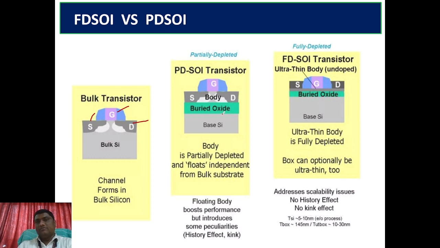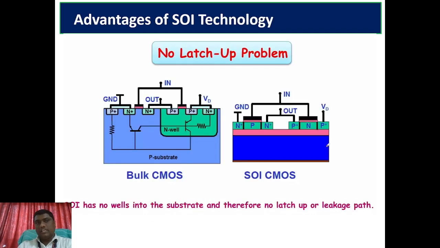And whereas in case of the fully depleted, the buried oxide layer is fully depleted, therefore the ultra thin body is completely depleted here. So the box can be ultra thin, and it is too small compared to the partially depleted. It can address the scalability issues, and there is no kink effect here, and the thickness of the silicon and the thickness of the box are highly recommended to be on a very small scale.